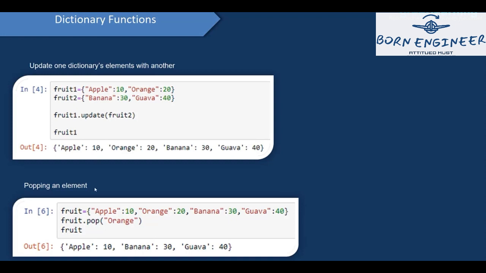Now the next operation would be popping an element. To pop an element, all we have to use is the pop method. If I want to pop out a particular key value pair, then inside this pop method I will give in the key of it. I want to pop out this orange 20 key value pair, so I'll just give in the orange value over here and we see that this has been popped out.